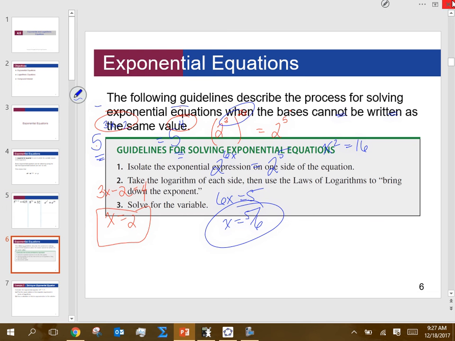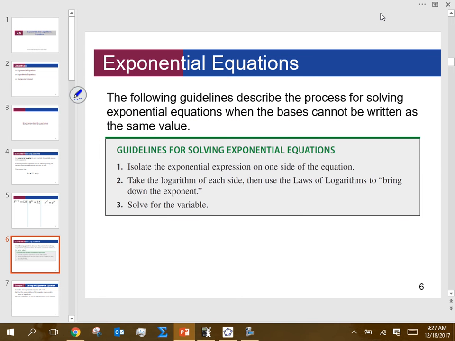But here are the general guidelines for dealing with any exponential equation, regardless of whether you can rewrite the bases or not. Step 1 says isolate the exponential expression on one side of the equation. It's not always necessary to do that, but it's going to make your rules of logarithms and exponentials a little bit easier to deal with if you do. There will be times where if you don't do that, it works. You'll be fine. There will be times where if you don't do that, you won't be fine. So it's just good practice to do.